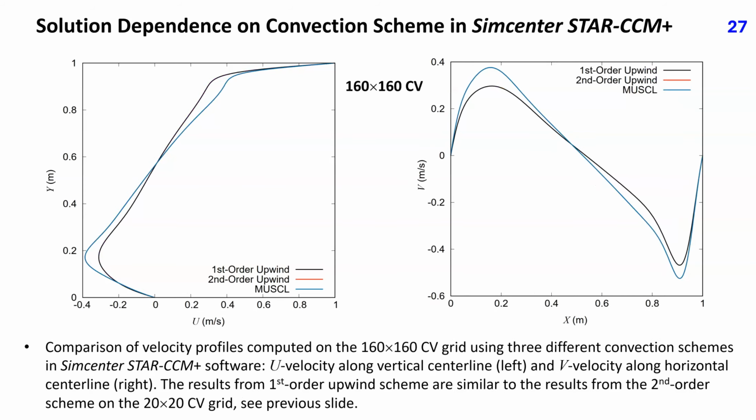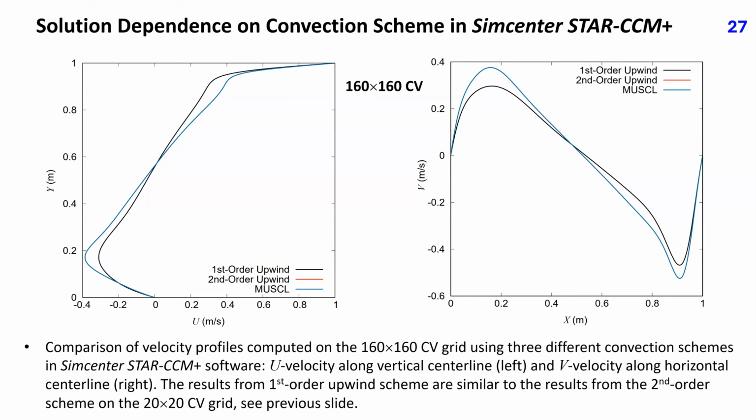These plots show the comparison of velocity profiles computed on the 160 by 160 cells non-uniform grid with 3 different convection schemes in Simcenter STAR-CCM+ software: u velocity along the vertical center line and v velocity along the horizontal center line. The results from the first order upwind scheme, shown here with the black line, are similar to the results from the second order scheme on the 20 by 20 cells grid, see previous slide.